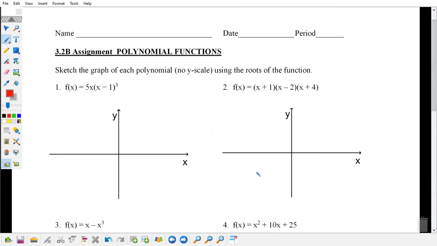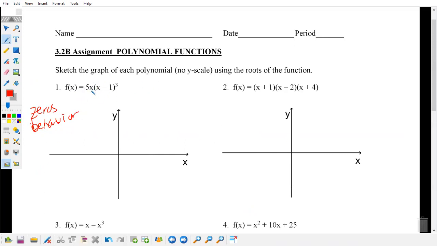So remember, I tried to tell you that most of your assignment is really using the notes from Friday. You need more practice with this than determining whether something's even and odd. Let's just be honest. So when you're going through here, remember, if it's already in factored form, you're identifying the zeros and their behavior.